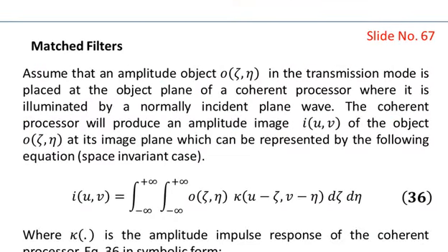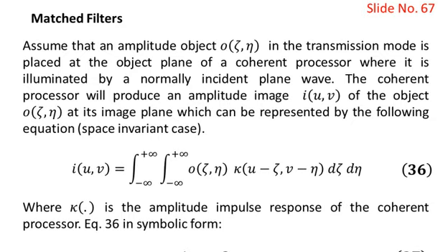Matched filters. Assume that an amplitude object O at the zeta eta plane in the transmission mode is placed at the object plane of a coherent processor where it is illuminated by a normally incident plane wave. The coherent processor will produce an amplitude image I, at the image coordinates u and v, of the object O which was placed at the zeta eta plane. That is, the image will form at the image plane, which can be represented by the following equation.